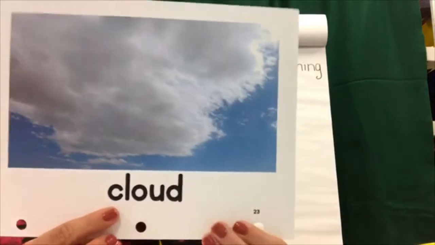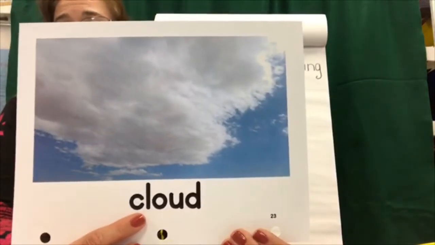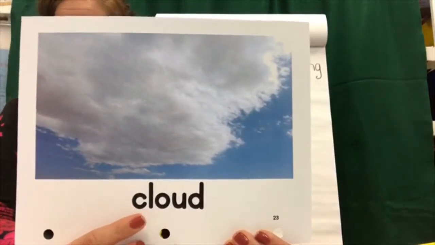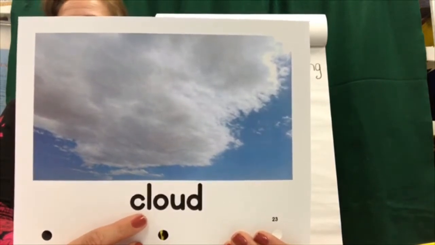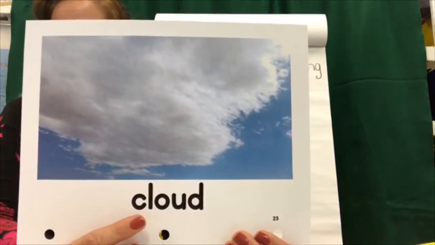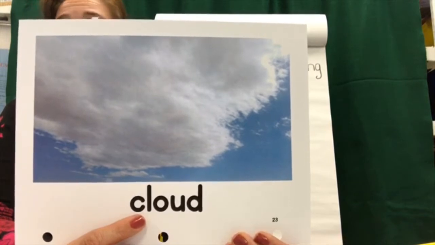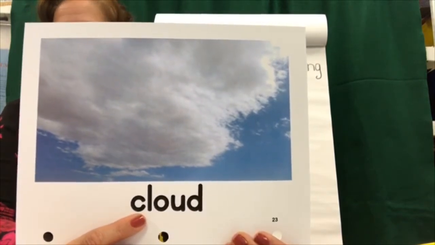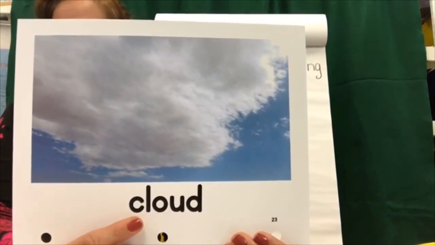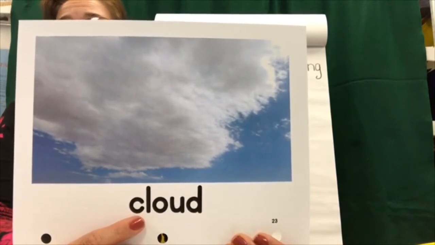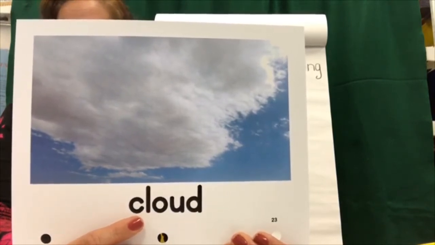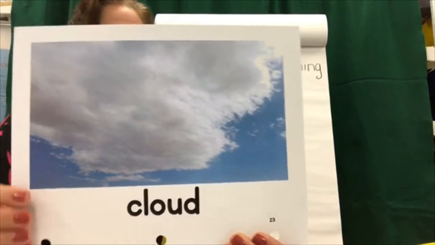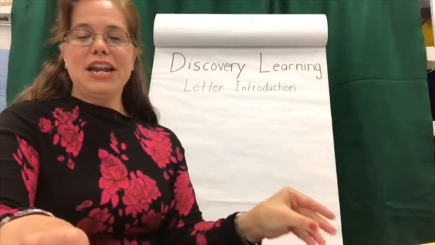What is this picture? You're right. It's a cloud. Everybody say cloud. What's the name of this letter right here? C. You're right. Everybody say C. What sound does this letter make? K. You're right. Everybody say K. Let's look at another picture.